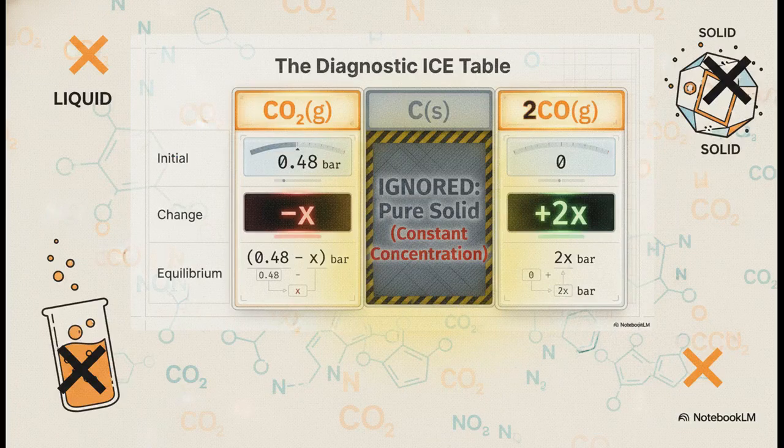And to solve this, we're going to use the chemist's secret weapon, the ICE table. That stands for initial, change, and equilibrium. So we fill in what we know. Initially, we have 0.48 bar of CO2 and 0 CO. The change is what we're solving for, so we call it X. So CO2 goes down by X, and CO goes up by 2X because of the balanced equation. But look at that middle column for solid carbon. It's completely grayed out. It's ignored. It's there, but it doesn't get to play in our math.